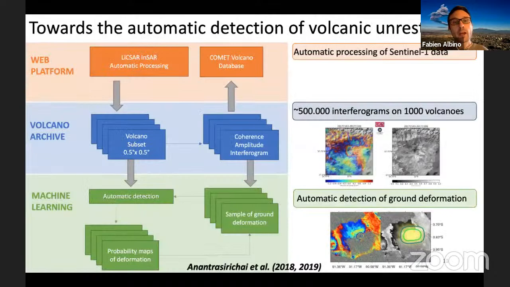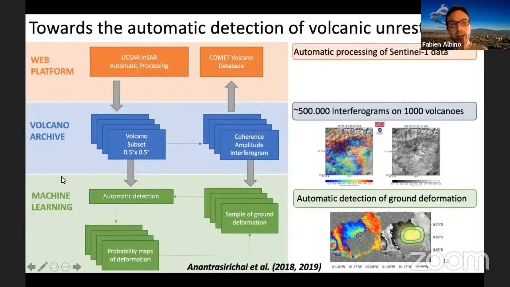So what are we doing with this amount of data? For volcanoes, we are working toward automatic detection of volcanic unrest. Here you see the flowchart. We are using the LiCSAR automatic processing products, then creating a volcano archive with different subsets over the 1,000 volcanoes. We now have 500,000 interferograms. Of course, you cannot have an expert checking all these interferograms over 1,000 volcanoes, so you need to develop tools that automatically detect if something is going on at active volcanoes.